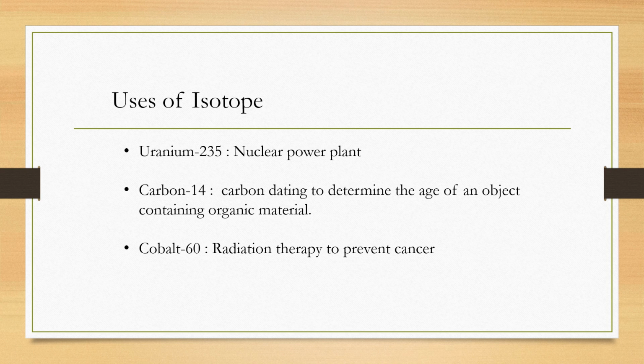The second example is carbon-14. It is used in carbon dating to determine the age of an object containing organic material. The third example is cobalt-60. Cobalt-60 is used in radiation therapy to treat cancer.